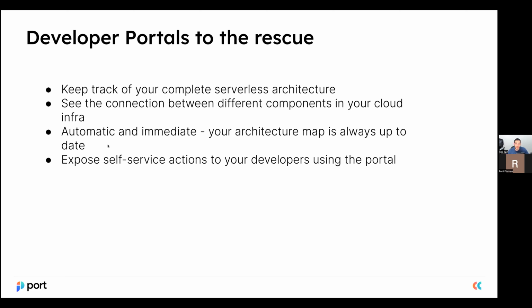Now, another great benefit is that the developer portal and its AWS Exporter are automatic and immediate, meaning your architecture map is always up to date, either via scheduling or via event rules, which make it very easy to keep the developer portal up to date and always have the most up-to-date mapping of how my infrastructure looks, how my cloud environment looks, and that way always being on top of things.